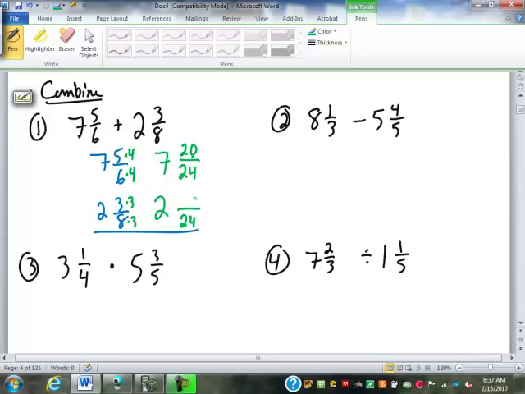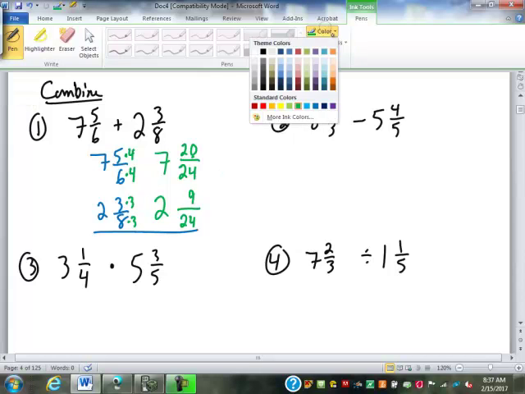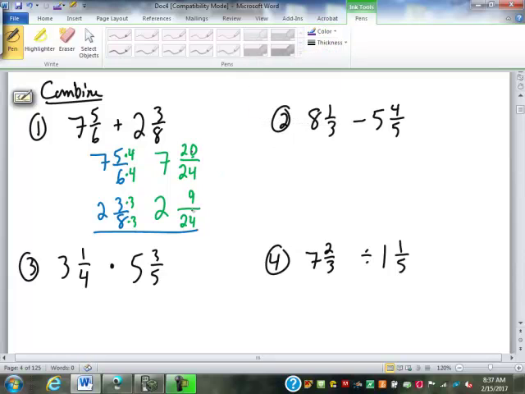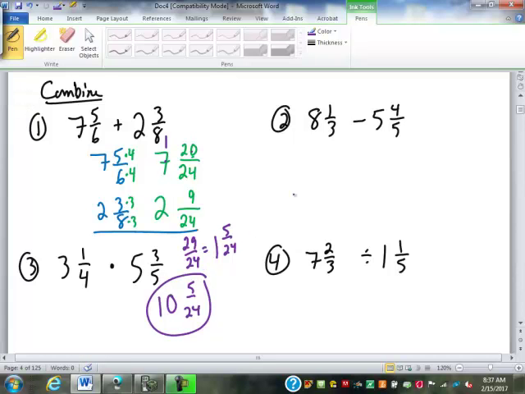So 3 times 3 is 9. So 20 and 9 is 29 24ths, which is 1 and 5 24ths. So we keep the 5 24ths, we carry the 1. 1 and 7 is 8, plus 2 is 10. So 10 and 5/24 for the first one. Any questions there?